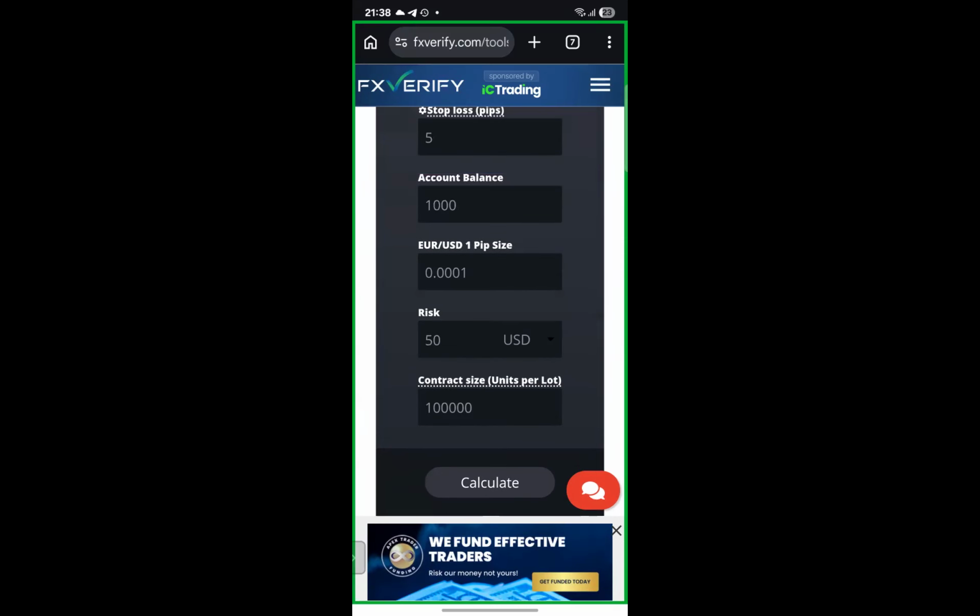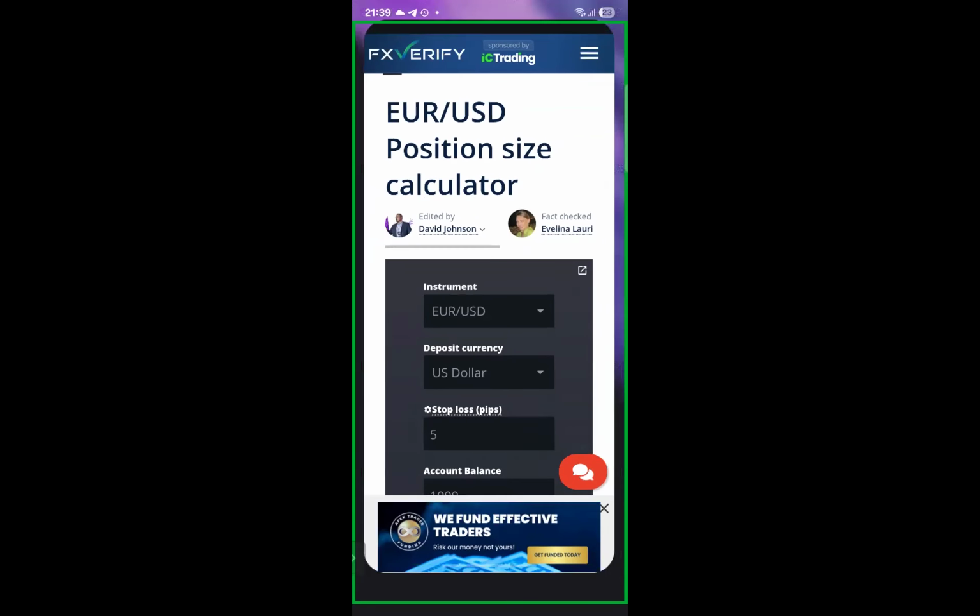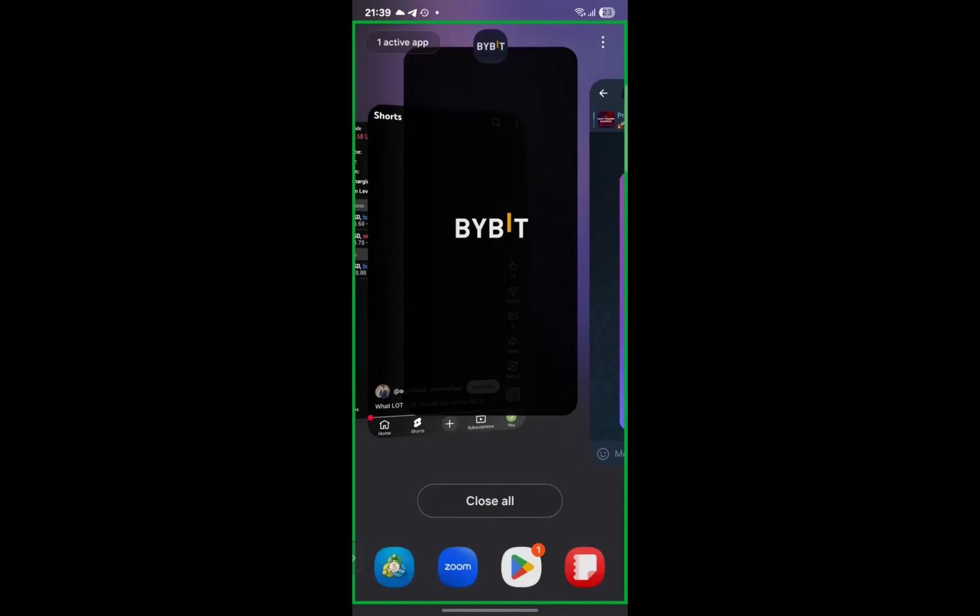That is for Euro USD. If it's a different currency pair, you recalculate, because the lot sizes are different across different currency pairs, as they have different pip values. Okay. So one lot, this is where I put my lot size.